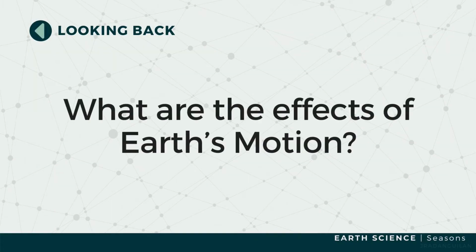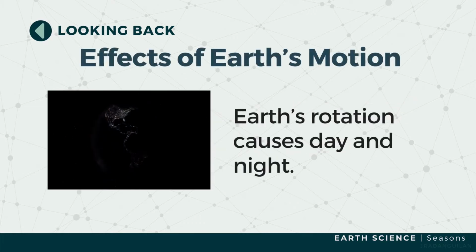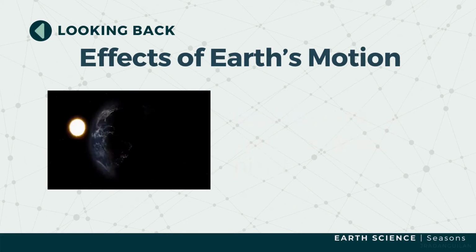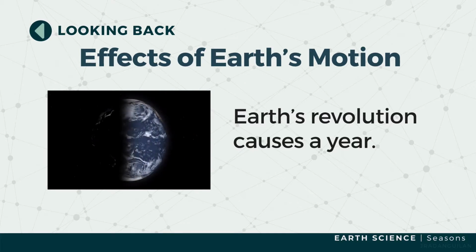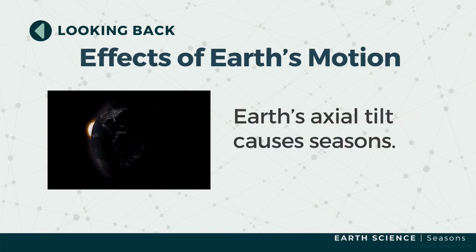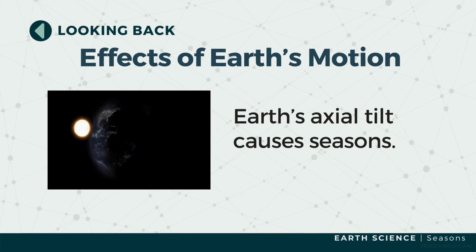In the previous lesson, we discussed the different effects of Earth's motion. Rotation is the cause of day and night, and revolution is the movement of Earth around the Sun. When its revolution is through, a year is experienced. You also know that Earth's axis of rotation is tilted to about 23.5 degrees. This is one of the primary causes of seasons on Earth.